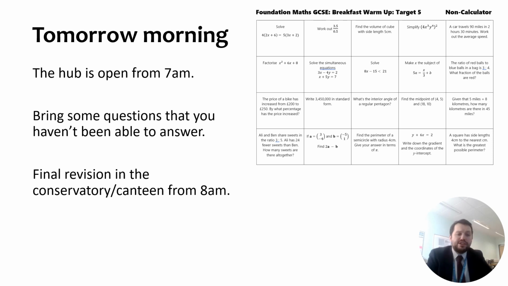Then we'll have final revision in the conservatory and the canteen from 8 AM. This is what it will look like. So we've got these grids of revision that you can do in the morning, and you can see how many questions there are there. There's 20 there, but there'd be another 20 on the back. One side for grade 4 topics and one side for grade 5 topics. Feel free to do both or either, and there'll be answers available to you.